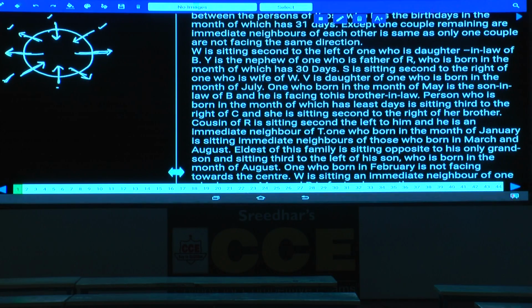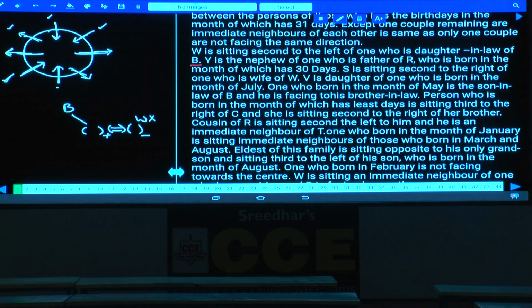W is seated second to the left of the one who is the daughter-in-law of B. Now, this B is having a daughter-in-law. As B is having a daughter-in-law, B is here. This means B is having a son. Now, B's son's wife is there. This son got married, and that person cannot be W, isn't it? Then W is seated second to the left of the one who is the daughter-in-law of B.